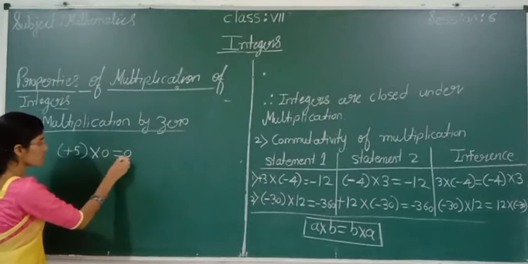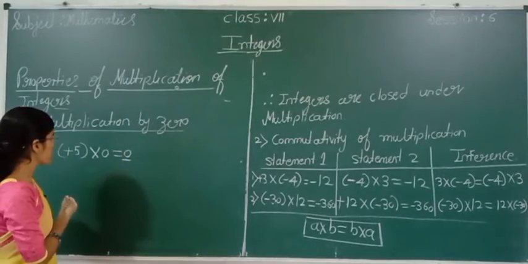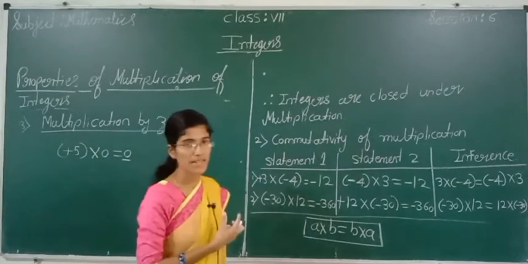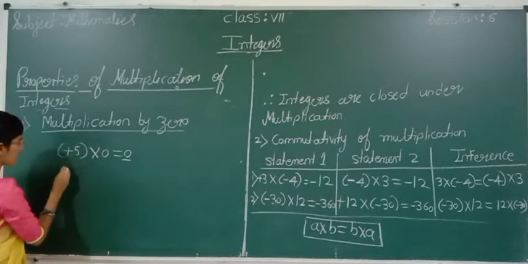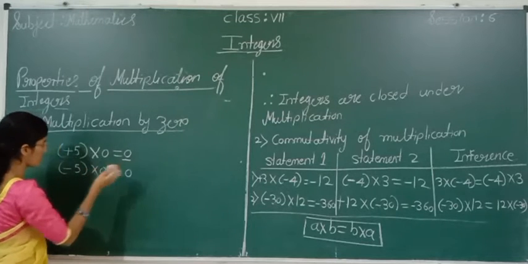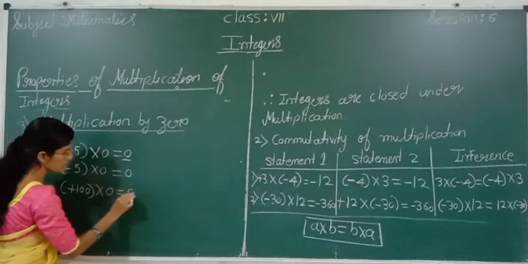How do we come to know this as 0? We solved it in a pattern, yes or no? Plus 5 into 0 is 0. Any number you take, any number into 0 is 0 only.